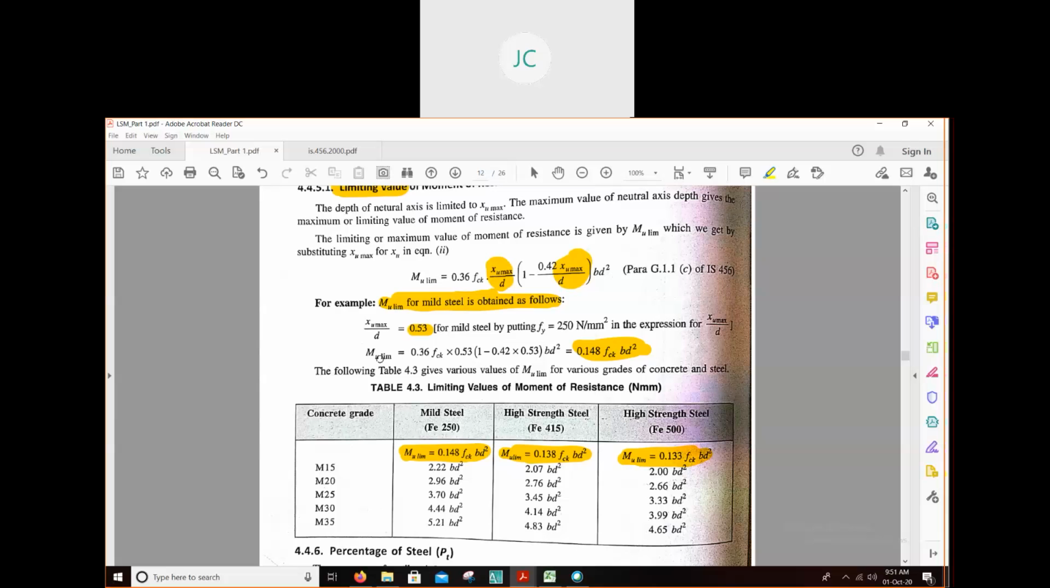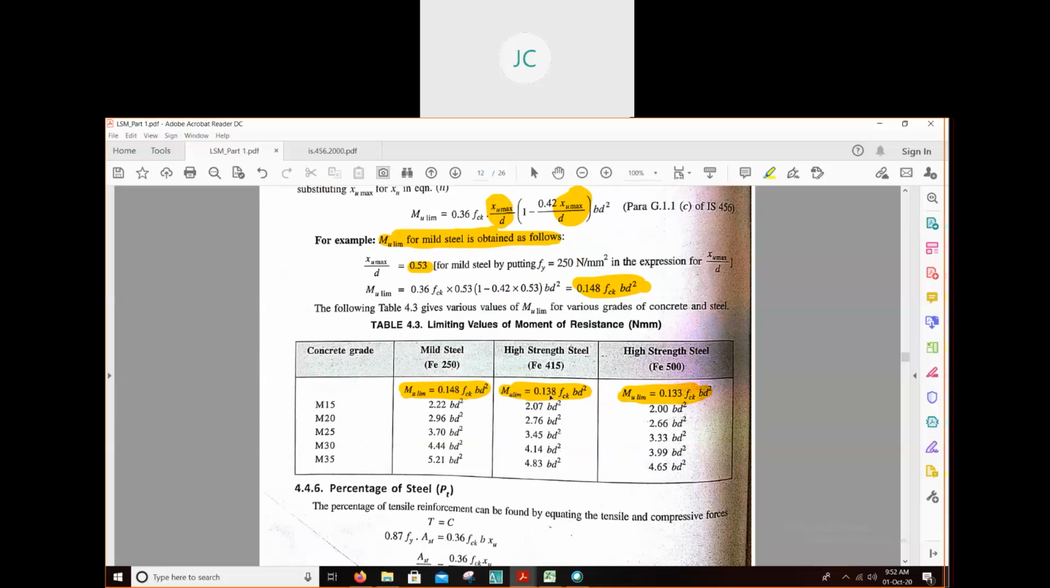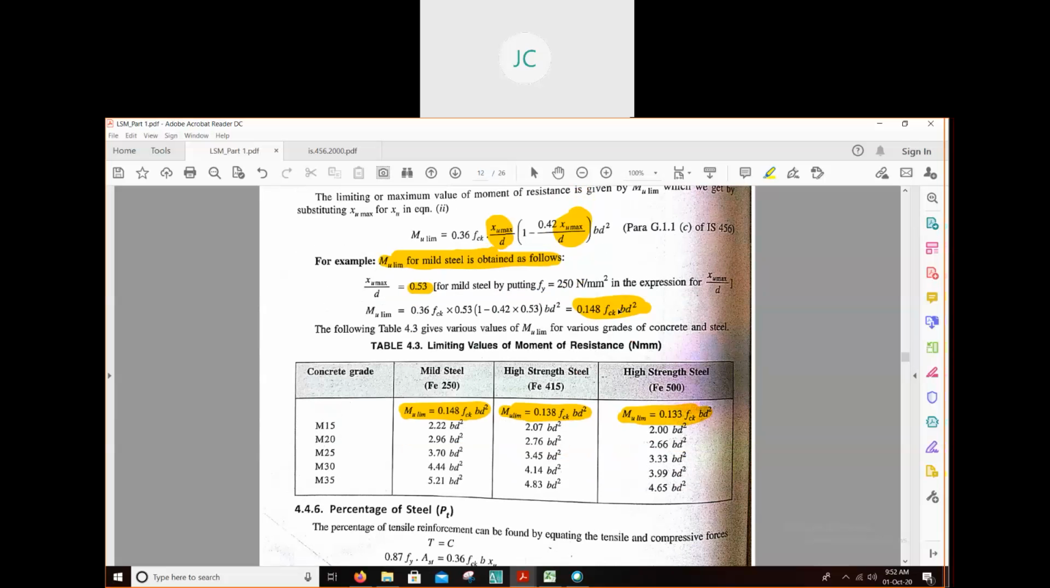Instead of using this clause and going to this equation for any grade of steel, if the grade of steel is given, and if you can remember this value, then it will be very easy to find out directly the limiting value of moment of resistance within a very short time. Okay, so similarly for Fe415 also you can find out the value, and Fe500 also, and here in this table these values are already given. You can try this by yourself, how you have got this value.